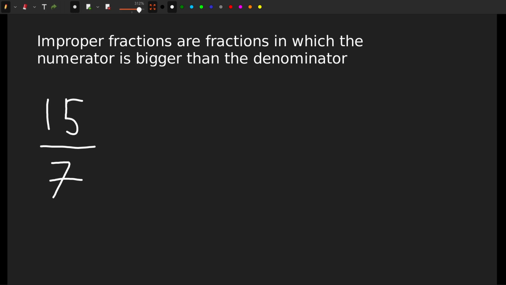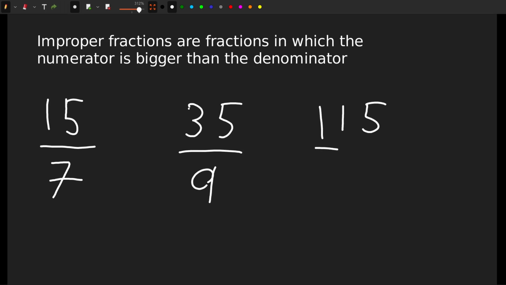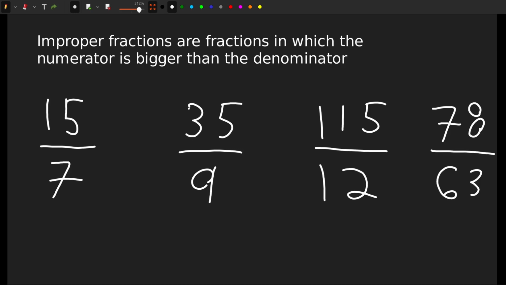There's other examples too, and I'm going to give you a few more. There's 35 over 9. There's 115 over 12. I mean, they can get to be any type of number. There's also 78 over 63, which are two very weird numbers, or two very odd numbers. But yet they're still improper fractions.